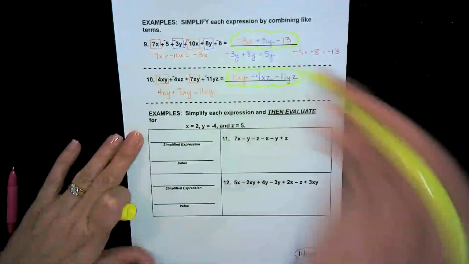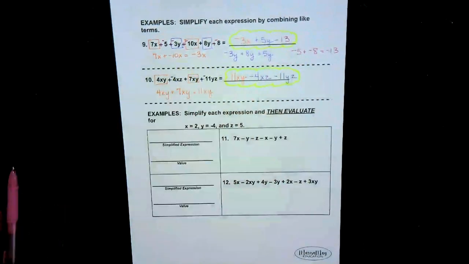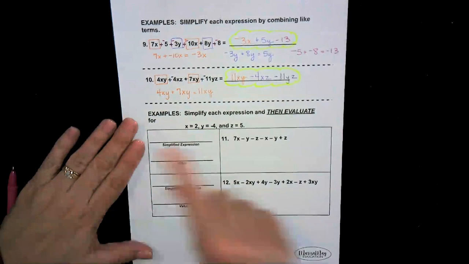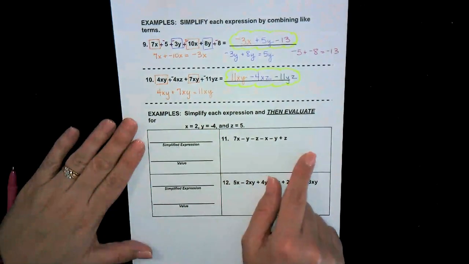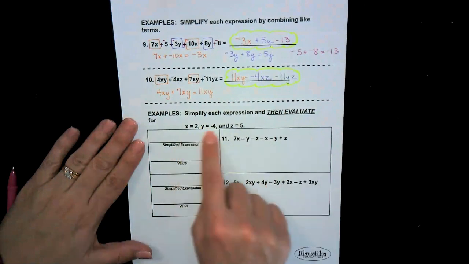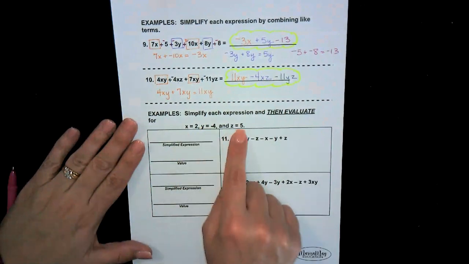Okay. I know a lot of students who mark them out as they use them, as they combine them, and that's a great thing to do. Okay. Now let's put the two steps together. We're going to take this expression and simplify it, meaning we're going to combine the like terms, and then we're going to evaluate using these values for x, y, and z.